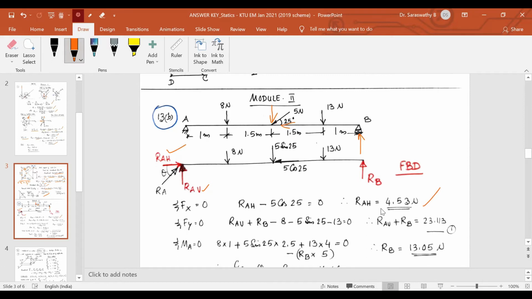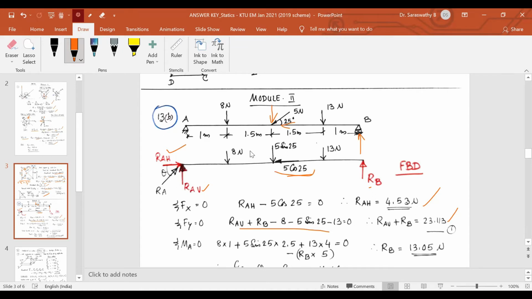Sigma Fy. Consider the vertical forces. RAV acting upwards. This RB acting upwards. So RAV plus RB acting upwards minus 8 minus 5 sine 25 minus 13 is equal to 0. From that I get RAV plus RB is equal to one equation. Next, take moment of all the forces about A. These two are acting at this particular point, so it doesn't have any moment. This 5 cos 25 line of action is passing through A, so it also doesn't have any moment about A.